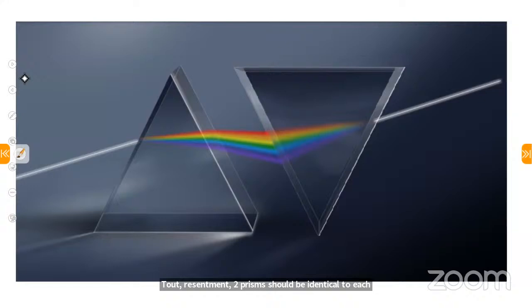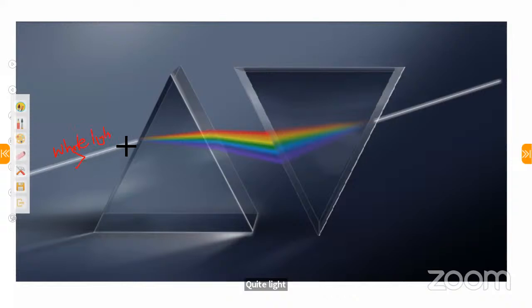Anyhow, when the two prisms are kept closer to each other, one upside down, send white light from one end, and the spectrum can be seen here. Send the spectrum through the other prism and white light can be obtained back.